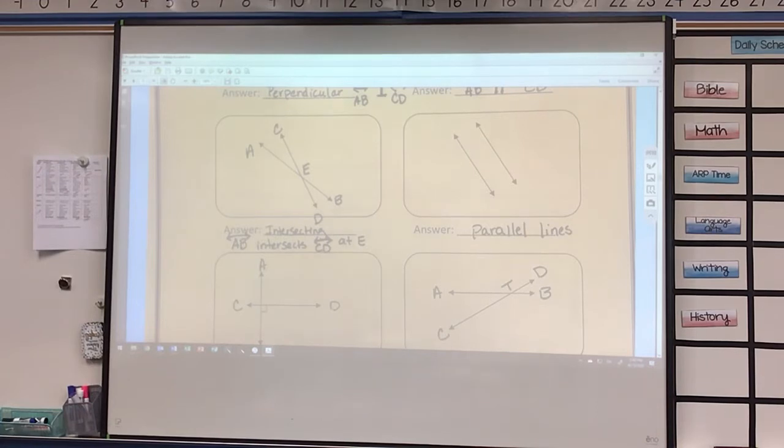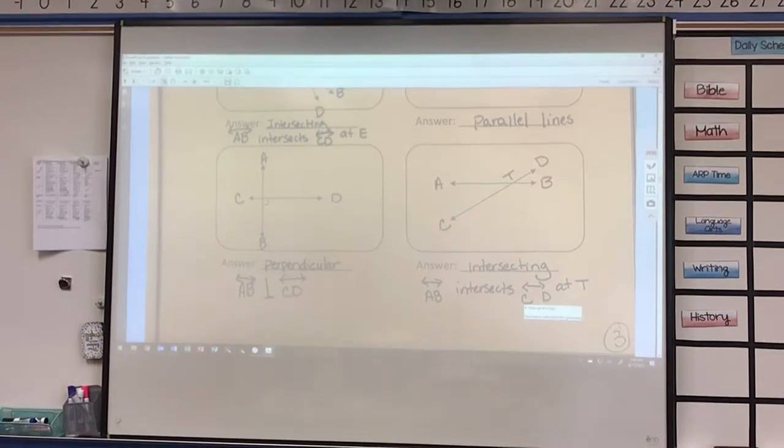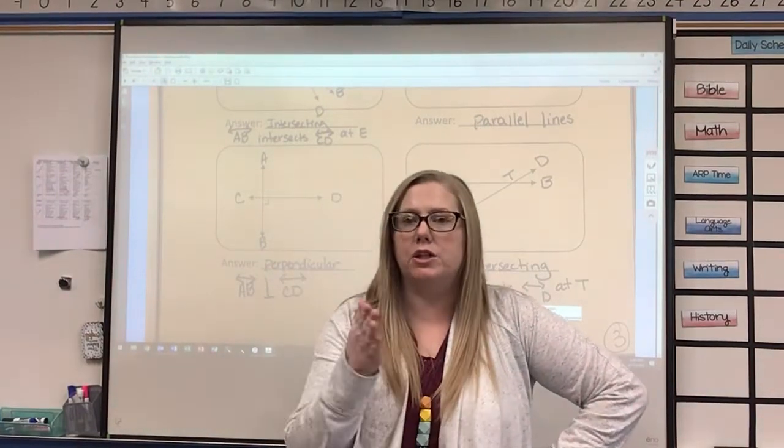Okay, and here, so super simple, they're just parallel lines. Here we have perpendicular lines, and don't forget that when you have perpendicular lines, when they intersect, they create a right angle. So I have perpendicular, and then I have line AB is perpendicular to line CD. Here I have intersecting lines, so line AB intersects line CD at T. So make sure you check those. Let us know if you have any questions on that page. Did you miss any? Why did you miss it?